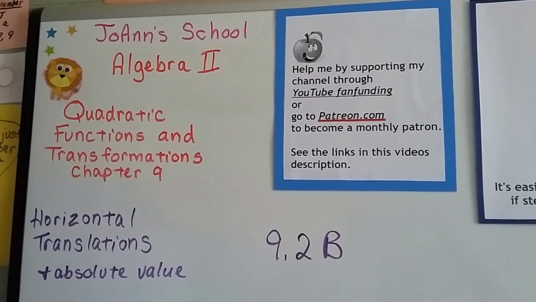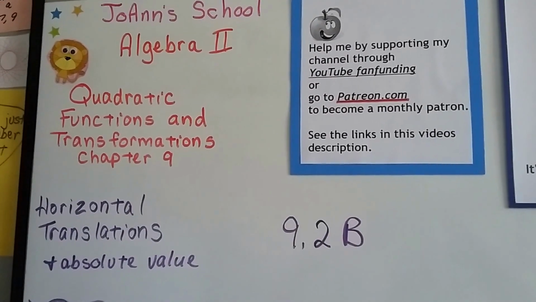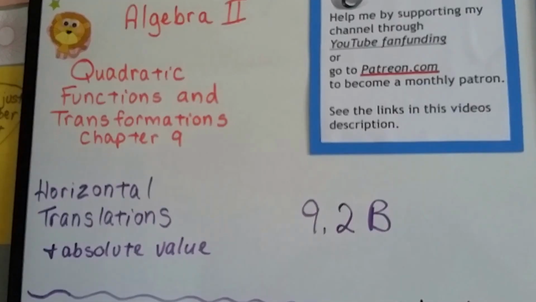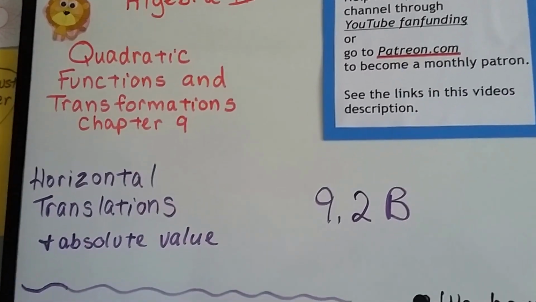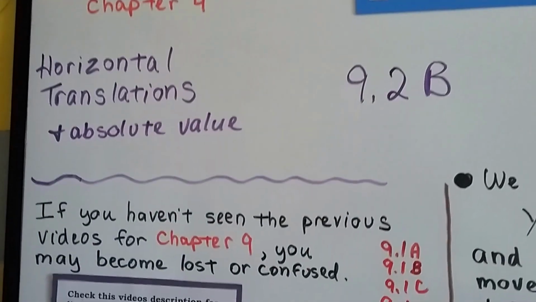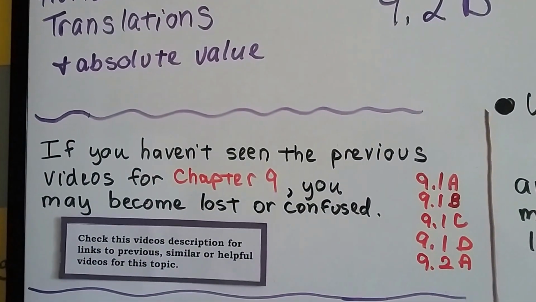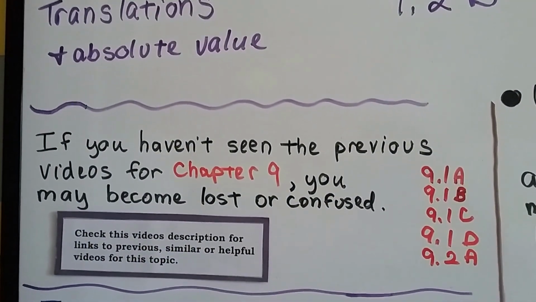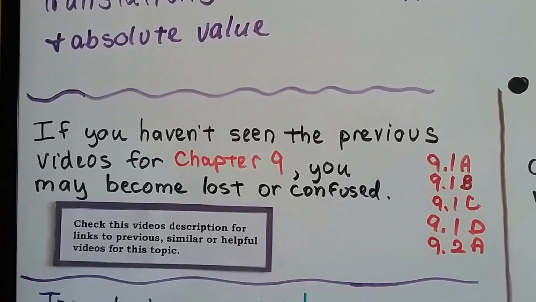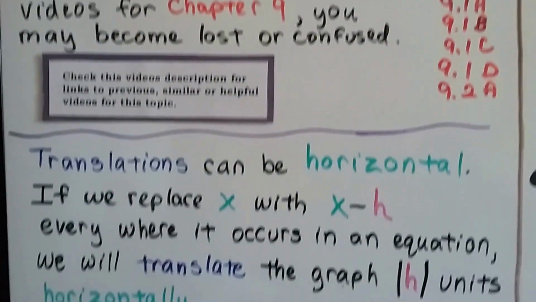Algebra 2, we're at 9.2b now, and we're going to talk about horizontal translations and absolute value, or other grouping symbols. We've got 5 previous videos for this unit so far, for this chapter, and if you become lost or confused, you can click in this description to find out what you missed.